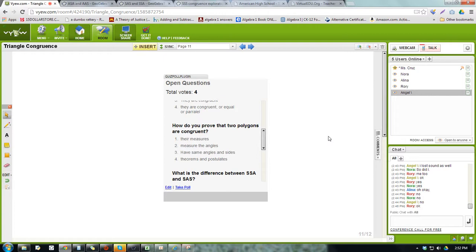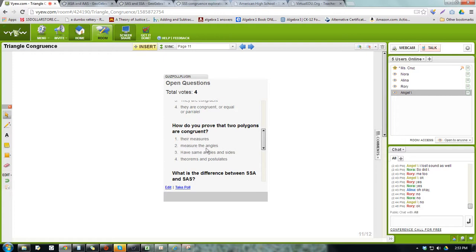Okay, so if we can prove that the angles are congruent and the sides are congruent, that means that the 2 polygons are congruent. Okay, and then we have the same angles and sides. I think that's a very good answer. So that's basically what we're doing. We can use different words to say the same thing, but that's what we're doing. Theorems and postulates. This is true, but kind of like the first answer, it's not specific enough. What theorems, what postulates, how does it prove it? But overall, very good. We're all going to the same place here.